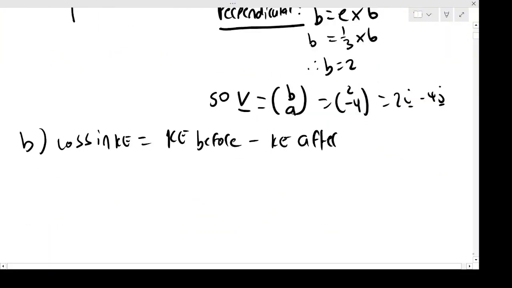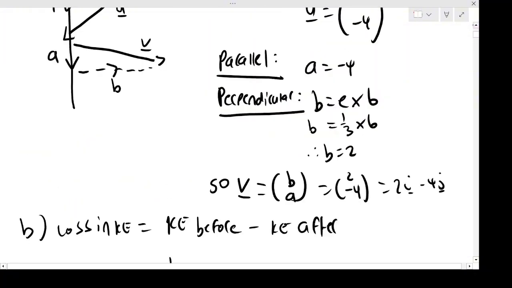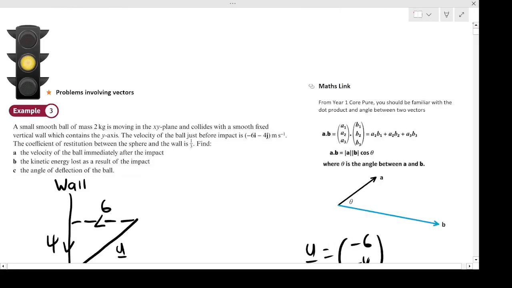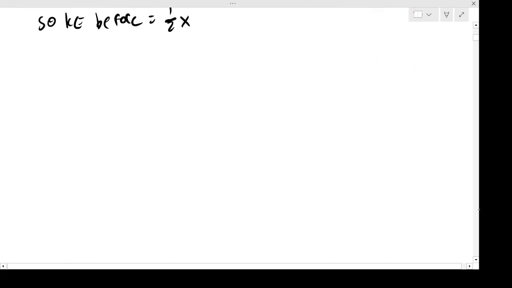If we work this out individually then, firstly the kinetic energy before. Remember, kinetic energy is half mv squared, so half times m, and the mass we're told is 2. So it's going to be half times 2 times v squared.